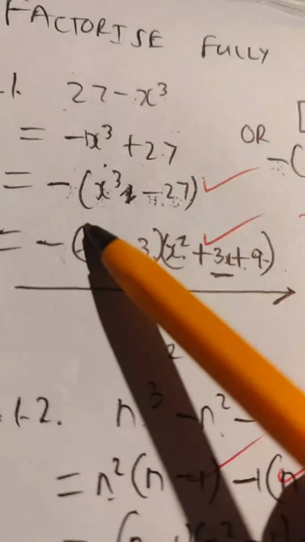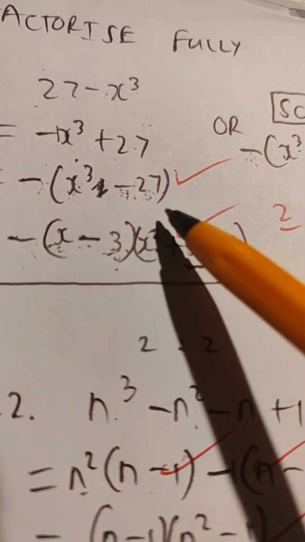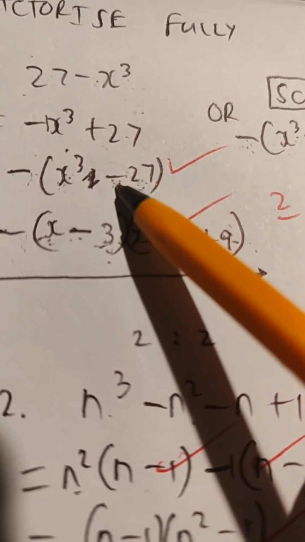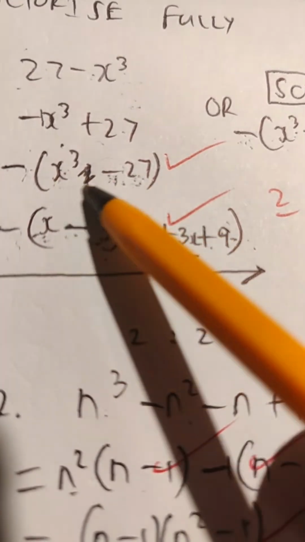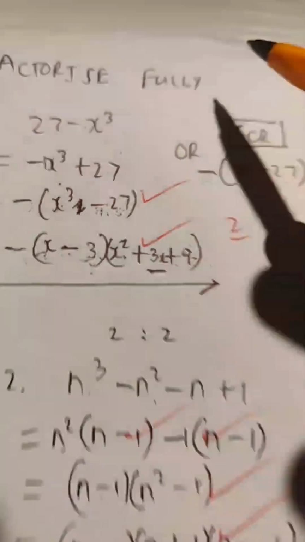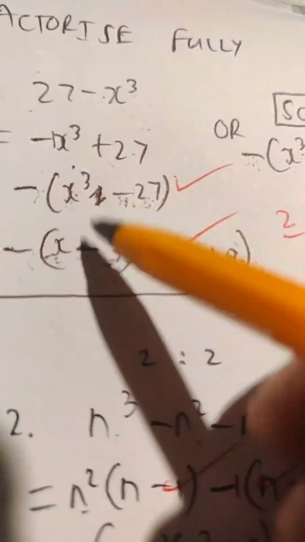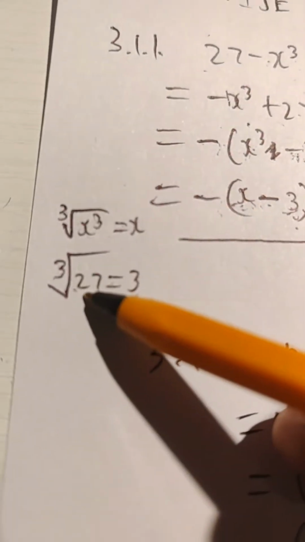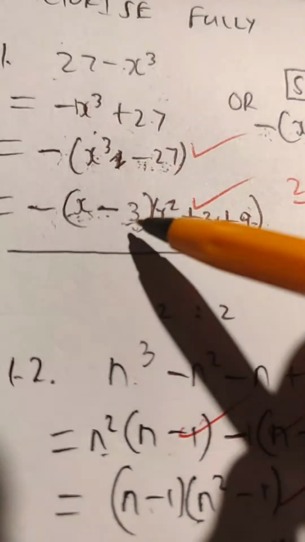How? We open 2 brackets, one for 2 terms, the other for 3 terms. This is a minus sign. So your first bracket will have a minus sign as per the bracket of the original. Then you take the cube root of x cubed. The cube root of x cubed is x. There it is. We write the x there. Then we take the cube root of 27. What is the cube root of 27? It is 3.